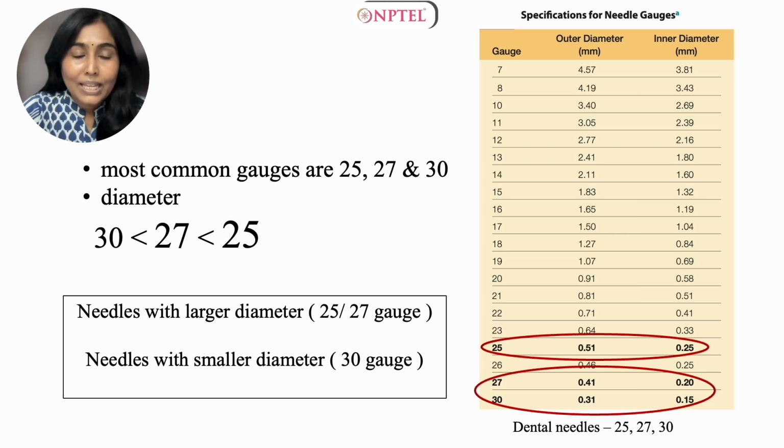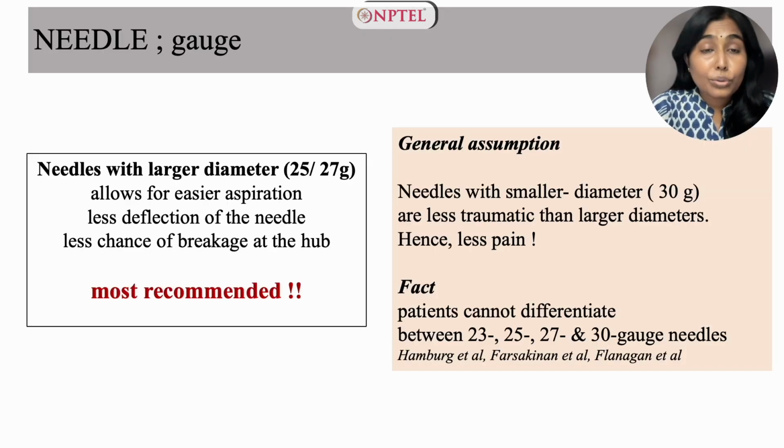So remember, the diameter of a 30 gauge needle is smaller when compared to a 27 and a 25. So the needles with larger diameter are 25 or 27 gauge, and needles with smaller diameter are 30 gauge needles. This should be remembered at every point of your clinical practice. Why should we be so concerned about the gauge of the needle? It is not without a reason, many reasons in fact.